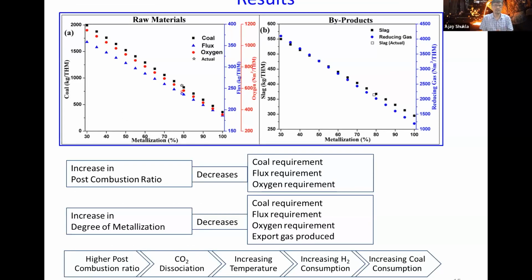What we find is that with the increase in the metallization, the requirement of the coal decreases, which is very much obvious, and we were able to predict the flux requirement and oxygen requirement also. And our results were in very good agreement with the industry data. A similar exercise was done for the estimation of slag volumes as a function of metallization, and there also agreement was found. The conclusion was that with the increase in the post-combustion ratio, the coal requirement, flux requirement, and oxygen requirement decrease. Similarly, with the increase in the degree of metallization, the coal requirement, flux requirement, oxygen requirement, and export gas produced decrease. All these phenomena are well known, but we have a modeling framework for that.